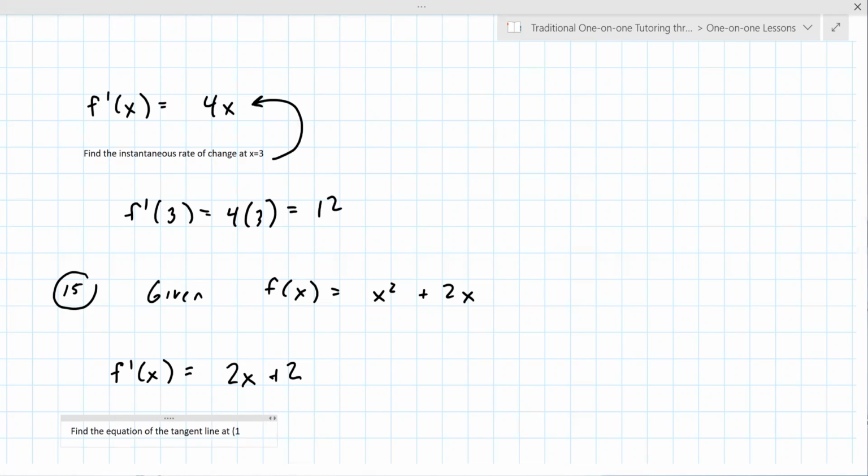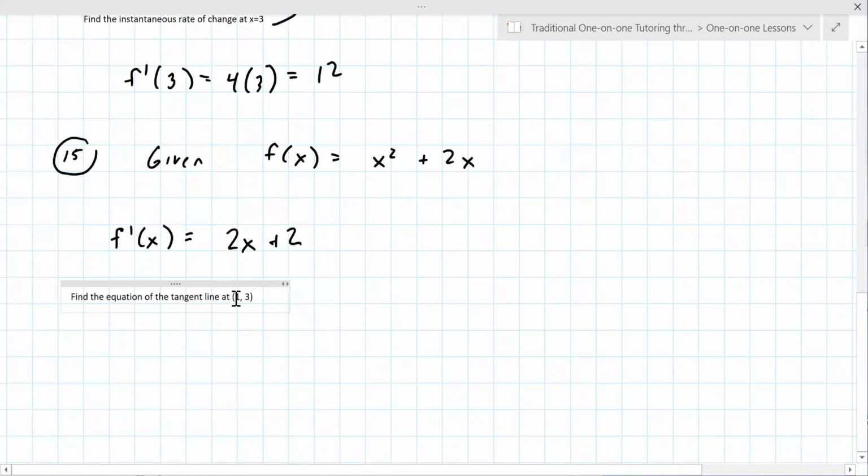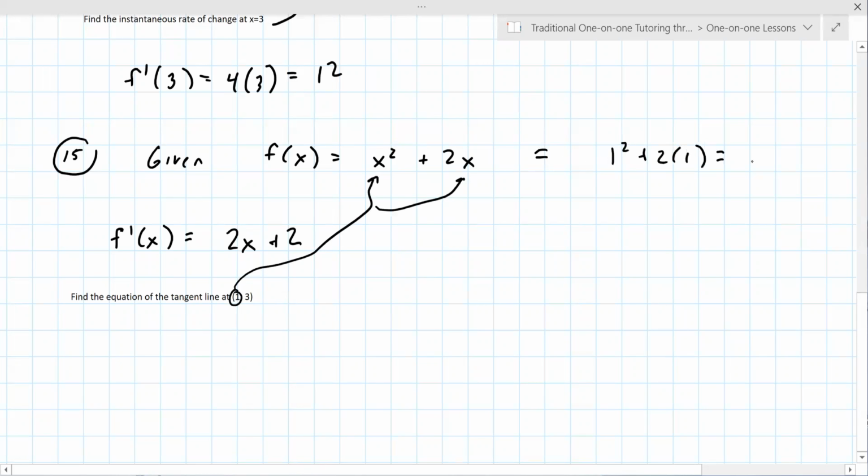Maybe your instructor talked about this, but they have to give you one of these points, and they sometimes just give you x. They got 3 by putting 1 into the original: they take this 1 here and put it up here, and that's how you get 1 squared plus 2 times 1. That's how you get the 3, in case you're wondering.